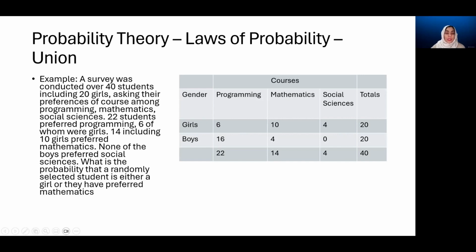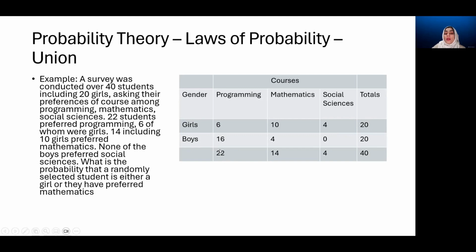From the data given in the question, we can fill in the values. So we know that the total number of students is 40. We fill this value. 20 girls. So we can fill in this value, which is 20 girls, which leaves, out of 40, if 20 are girls, then we know for sure that the other 20 are boys. Now it says that 22 students preferred programming courses, and this is the marginal. This is the total for programming. So we put it in this marginal column. This is 22 of the total students who preferred programming, and 6 of whom were girls.